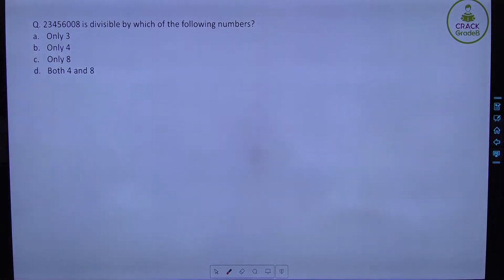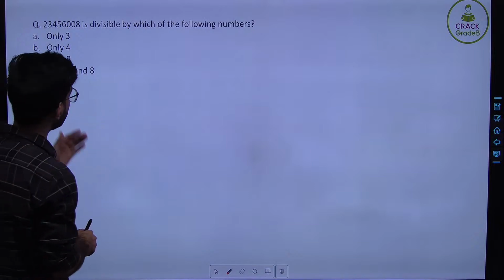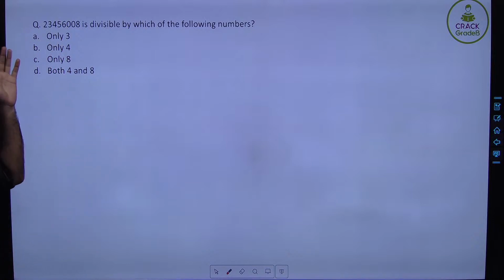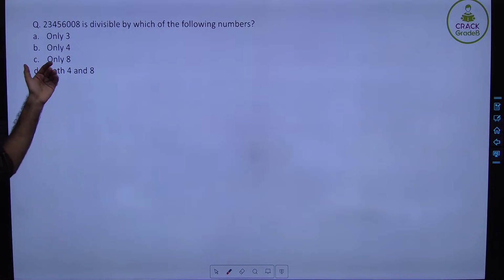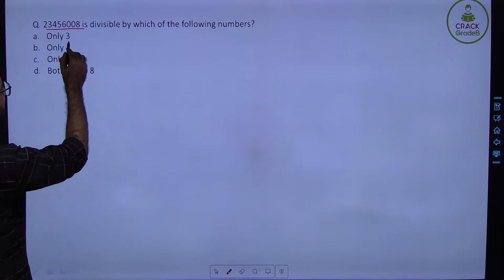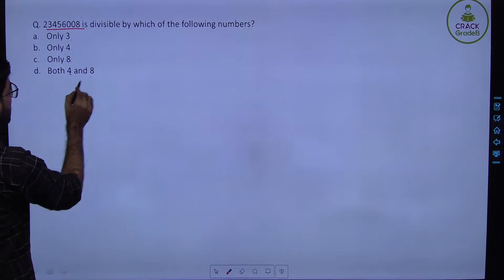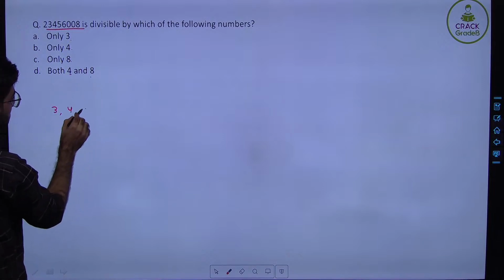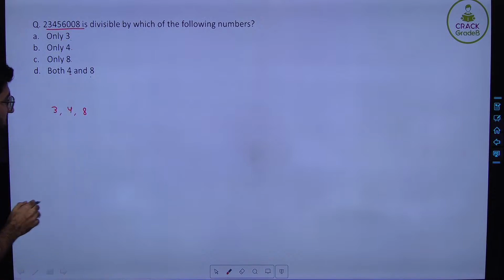So your answer is option D, right? Okay, let us start solving this question. See, we have learnt about the divisibility rule of 4, right? It is very easy to check the divisibility rule of 4 and 8, or even 2. Whenever you see this kind of question, you don't have to worry. You only have to look at the options. So basically, you have to check the divisibility of this number by 3, 4 and 8, right?